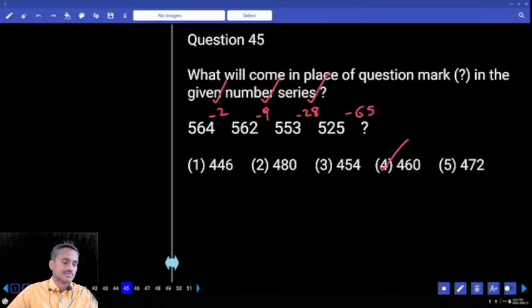Done? Now this is about the RBI paper, paper number 40. Clear?